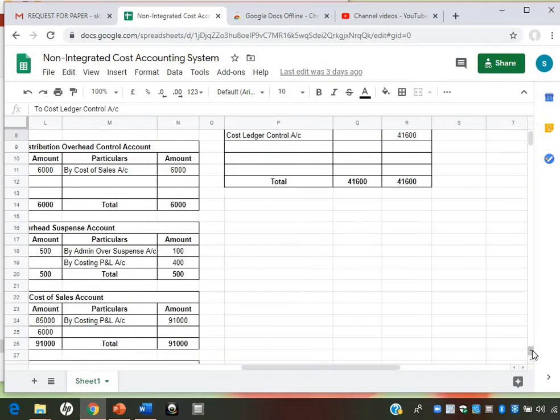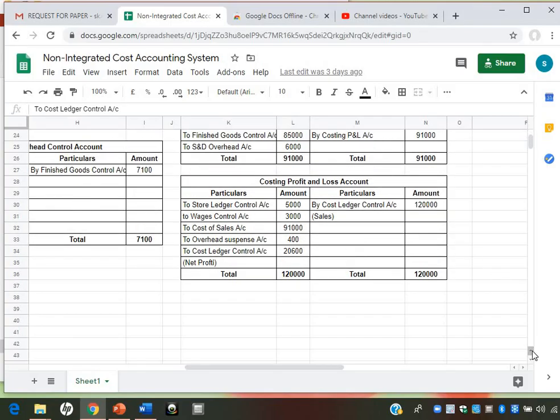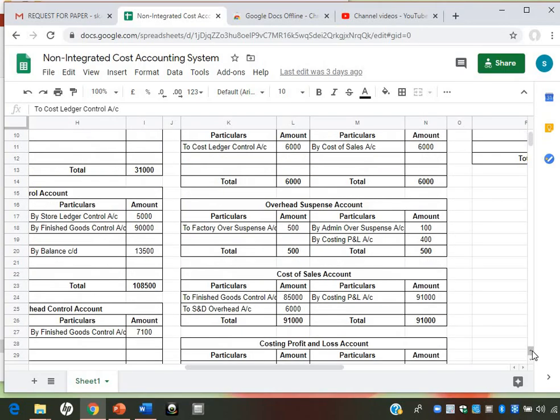In the costing P&L account, you can see the total sales we made 1,20,000. Then store ledger control, this is the abnormal loss 5,000. Wages control, abnormal wages 3,000. Cost of sales that we have carried from the cost of sales account 91,000. Overhead suspense account, that is the difference of overhead account. Then cost ledger control account. Now let's see where is cost ledger control account, though I have prepared it. This is the net profit 20,600.